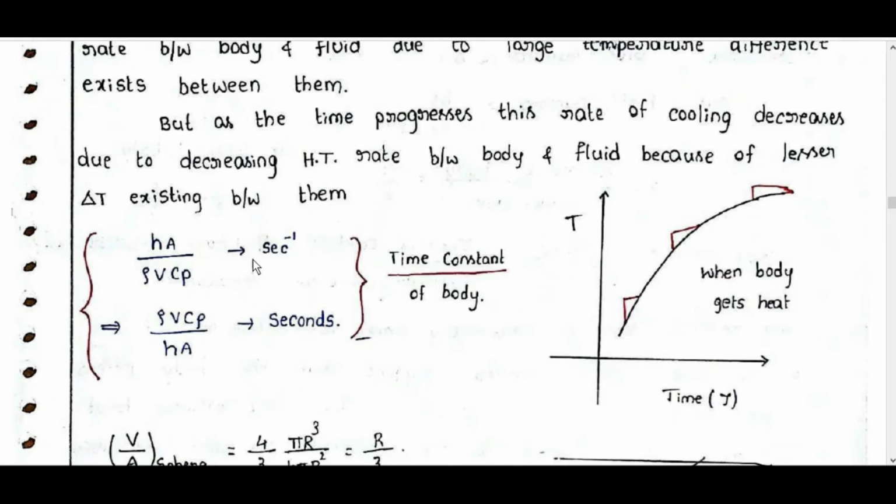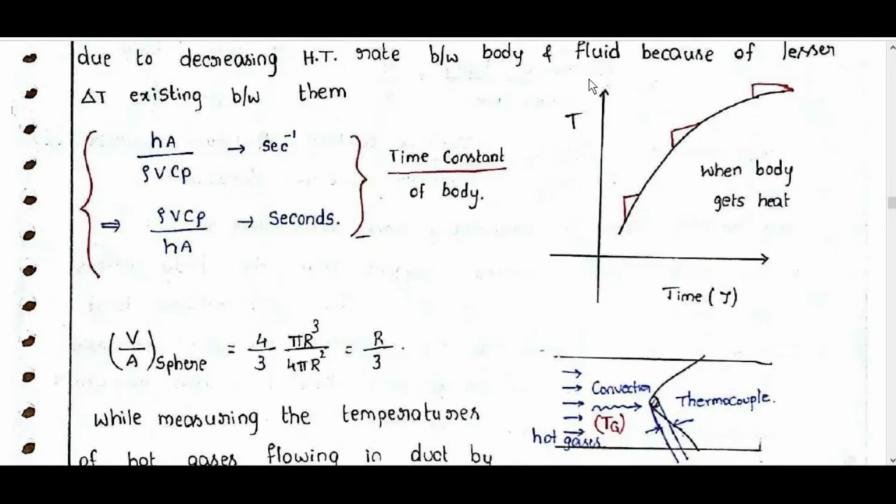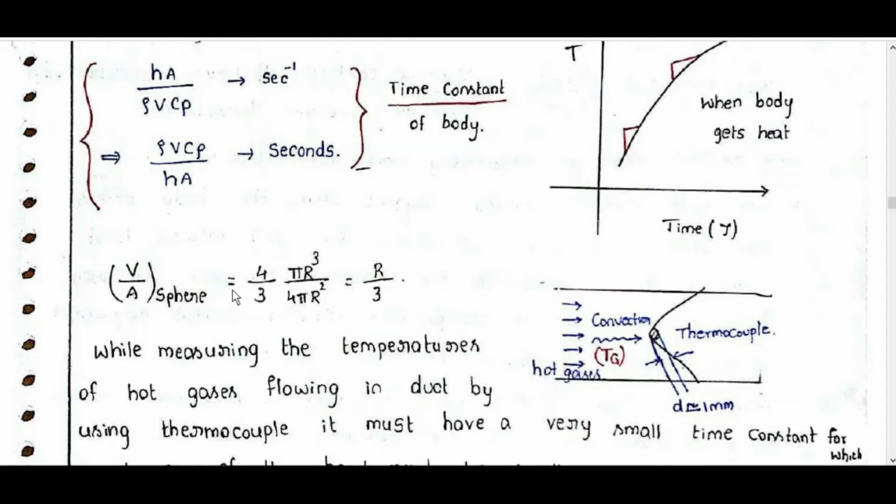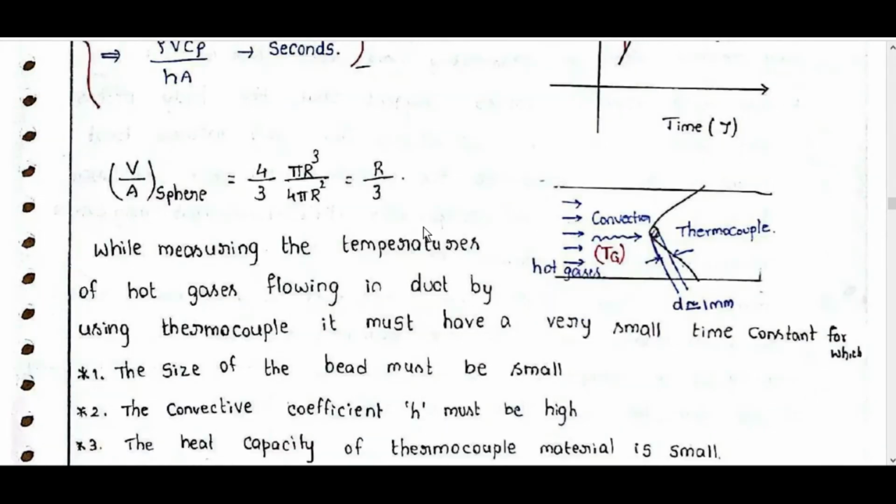HA by rho V Cp is in second inverse; its inverse, rho V Cp by HA, in seconds, is the time constant of the body. The same applies when the body is getting heated. V by A for a sphere is equal to 4 by 3 pi r cubed by 4 pi r squared, which is equal to r by 3.